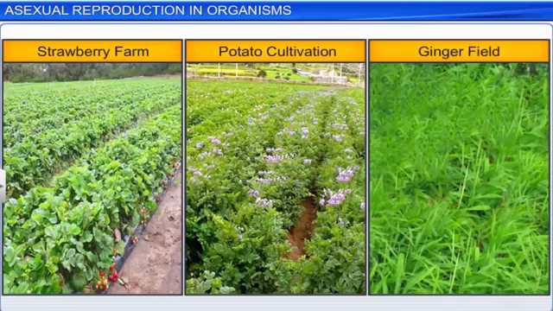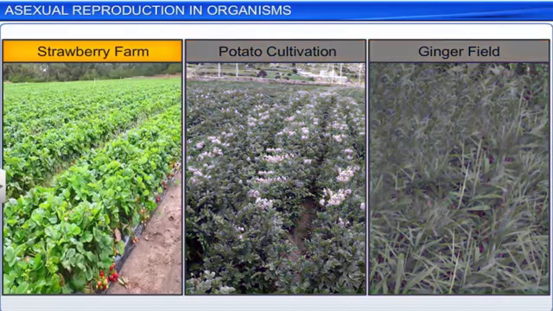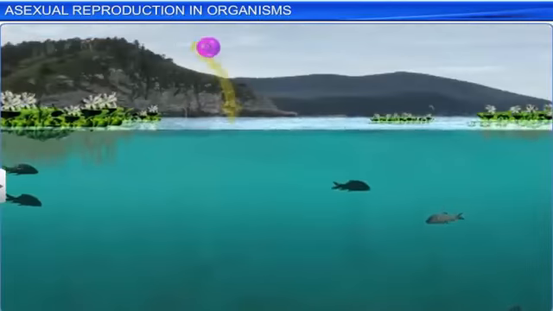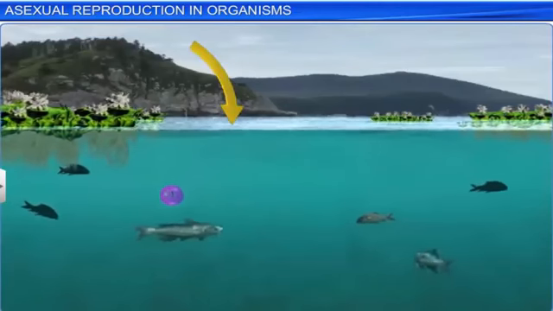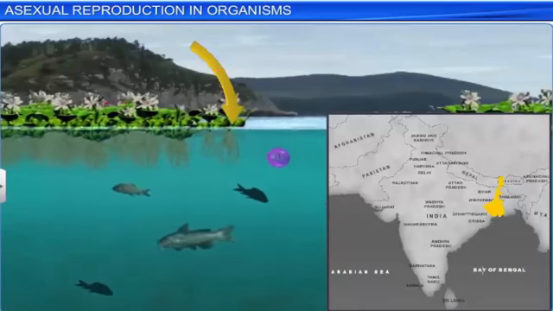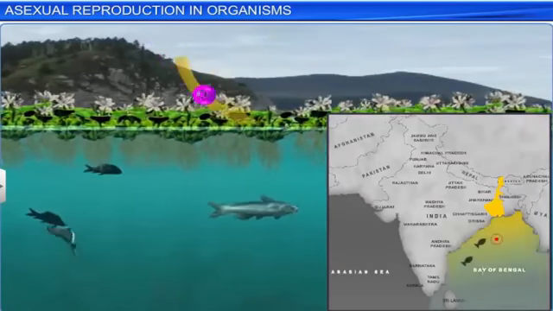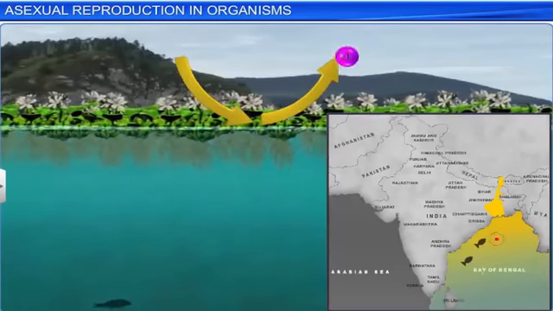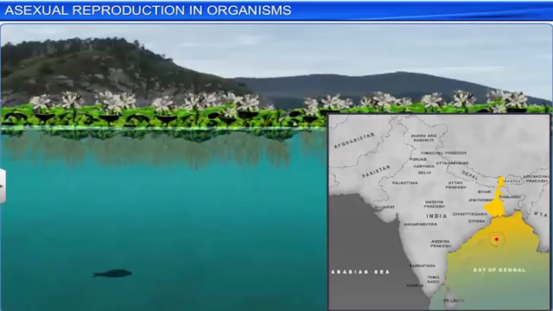Interestingly, farmers and gardeners make full use of vegetative propagation for commercial cultivation of various plants, including strawberry, potatoes, and ginger. Vegetative propagation, however, can turn into a problem in certain cases, like the fishermen of Bengal have discovered. Water hyacinth, an aquatic plant with a phenomenal rate of vegetative propagation, is choking the Bay of Bengal and killing millions of fish, thereby ruining the livelihood of the fishing community.